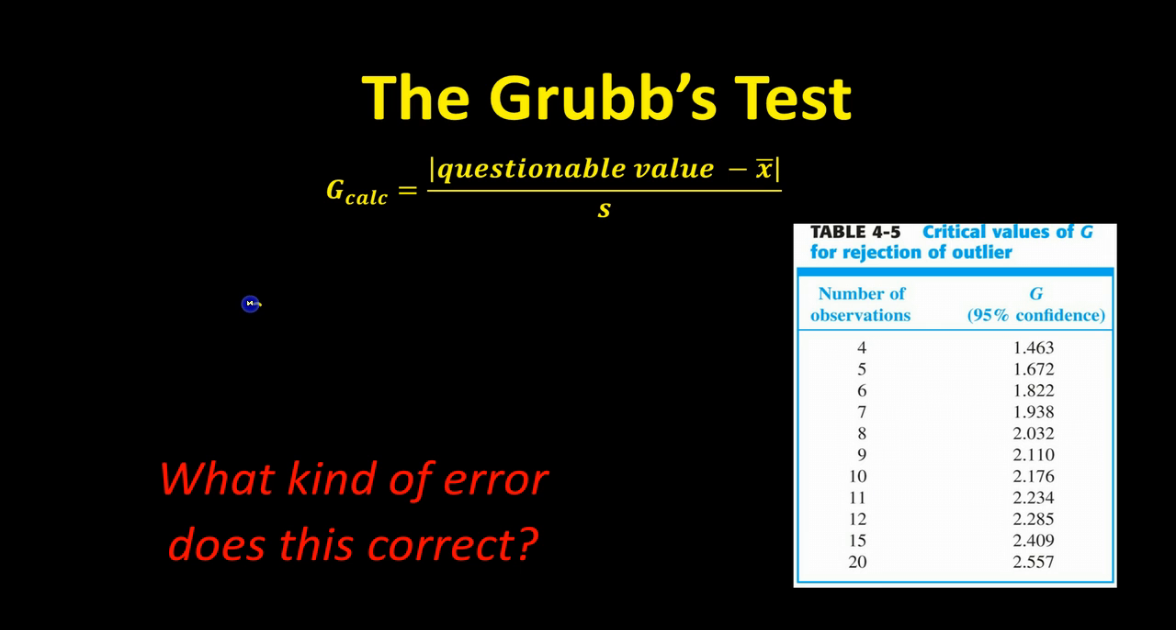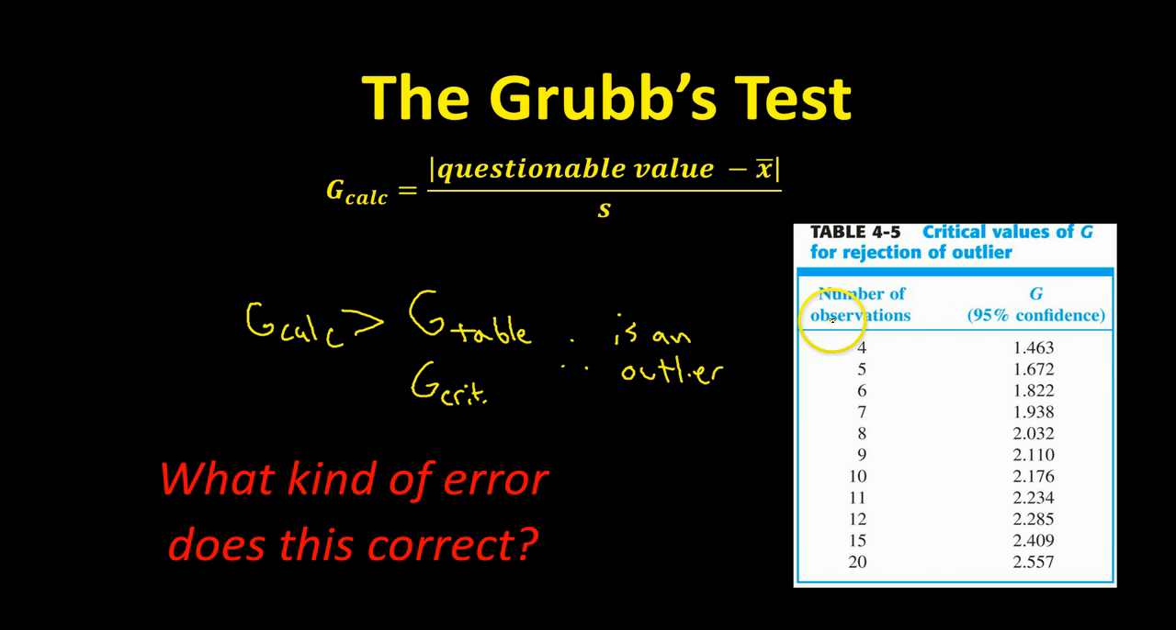In this case, if your G-calc is greater than your G-table, or G-critical, again just like the t-test, you'll sometimes see this called the critical value, that means your questionable value is an outlier. There's one important thing I want to note about this table: a lot of your tests before, like the t-tests, are dealing with degrees of freedom, and this does not. This is number of observations. So this is just n. It's not n-1 or anything like that.